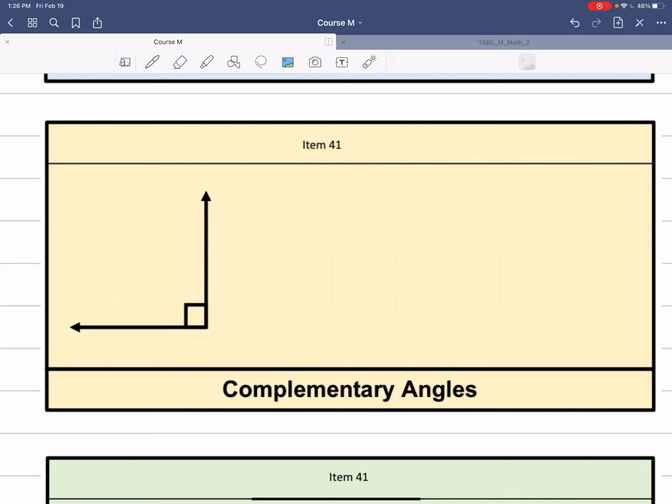And here is the definition of complementary angles. They add up to 90 degrees. And the way I remembered this, I thought of the word complementary or complement and the word corner. And I knew that complementary angles make a corner. Both of those words start with a C. So that may help you to remember.